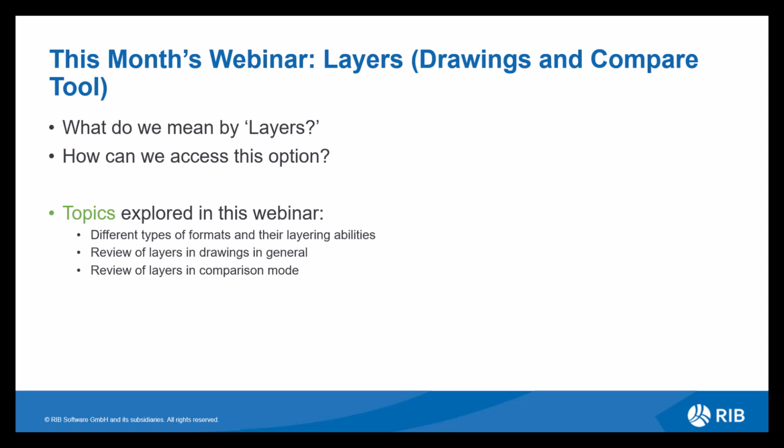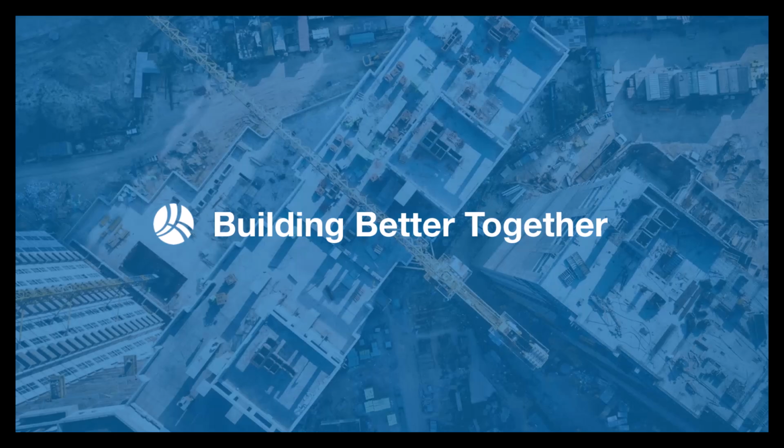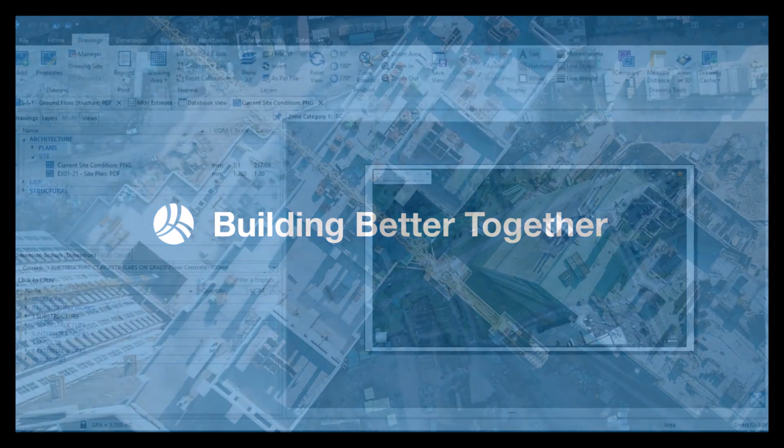Where can we access this? So this feature is available in the dimension view of the software as it's related to drawings. The topics to be covered in this webinar are different types of formats and their layering abilities, review of layers in general, and review of layers in comparison mode. So let's take a look at layers within Costex.